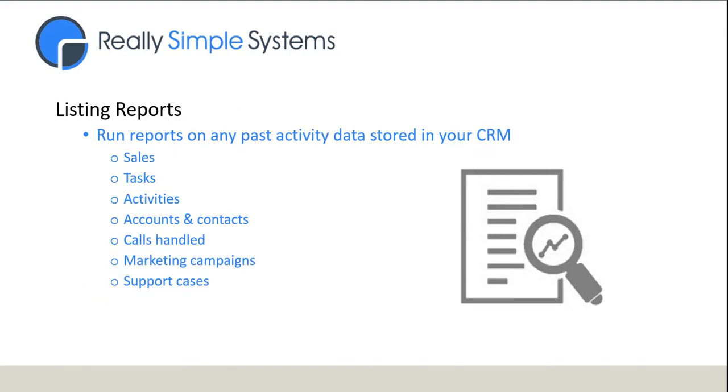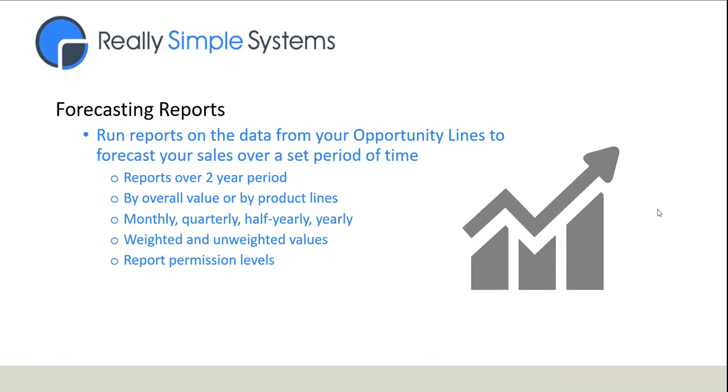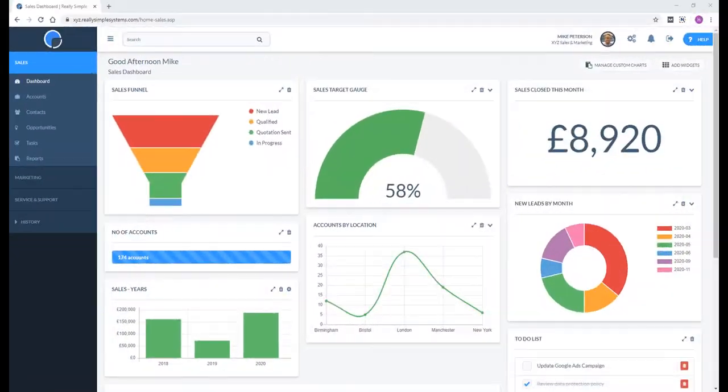First of all, we'll take a look at listing reports. So that's reporting on any past activity and data stored in your CRM. So that includes your sales, tasks, calls handled, your marketing campaigns, etc. And then we'll go to the forecasting reports, where we'll look at the data from your opportunity lines to forecast your sales over the next few weeks or months, whatever you want to report on. So let's go to the CRM system.